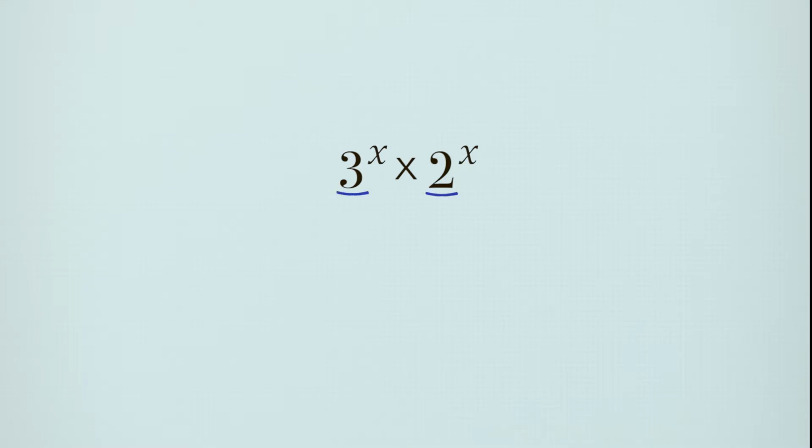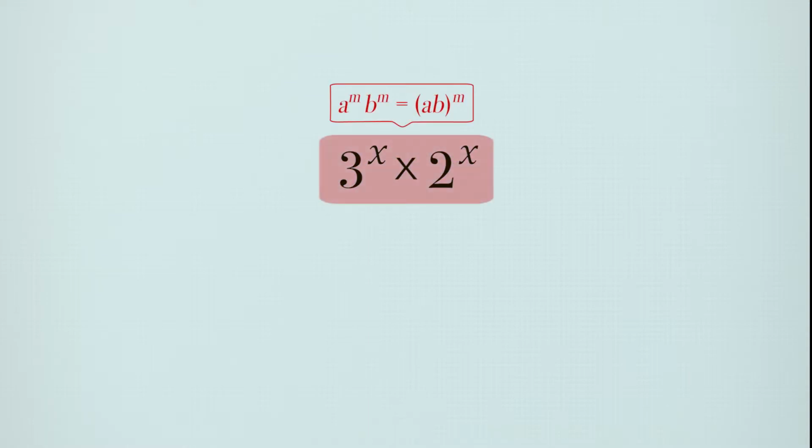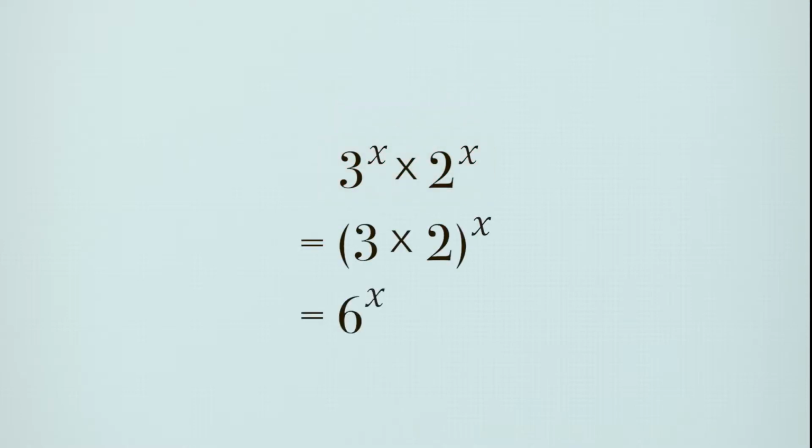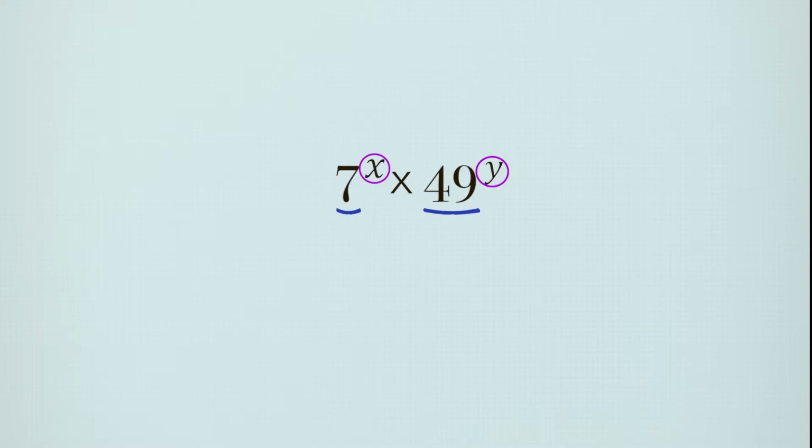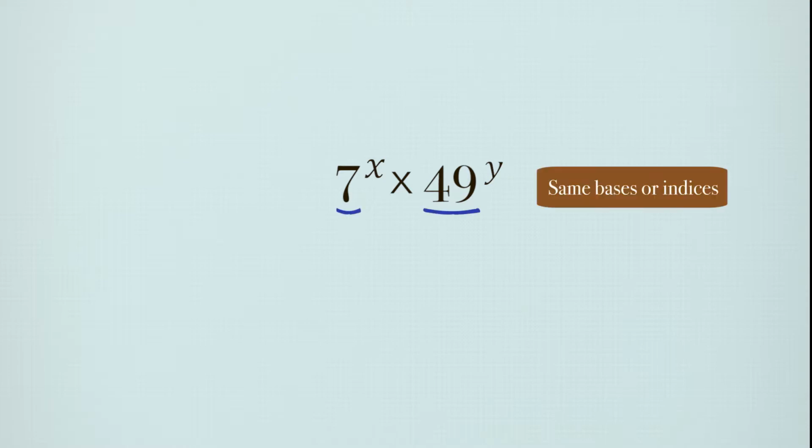Now, how can we simplify this expression? This time the bases are different, but both the index forms have the same index, x. Recall this law of indices. That is, we can just multiply the bases to get 6 to the power of x. What about this expression? Both the bases and indices are different. How can we simplify it? Remember, to simplify expressions with index forms, either the bases or indices must be the same.